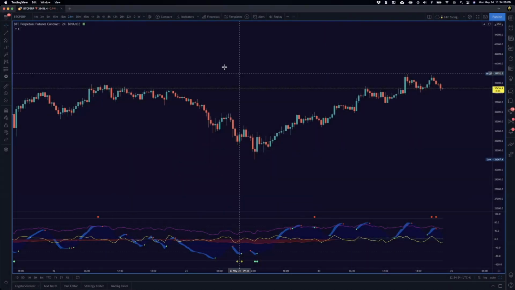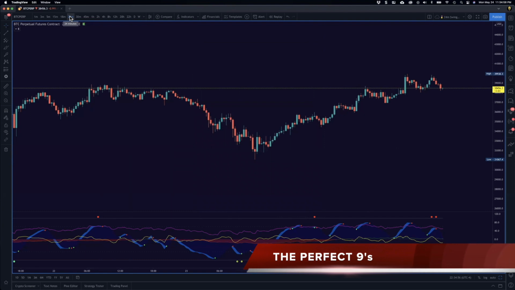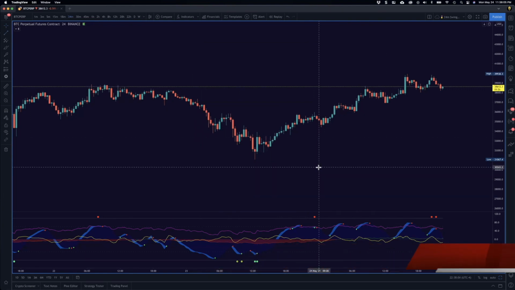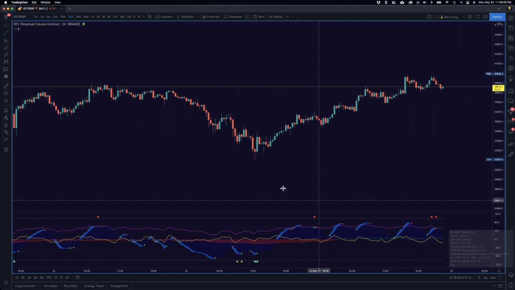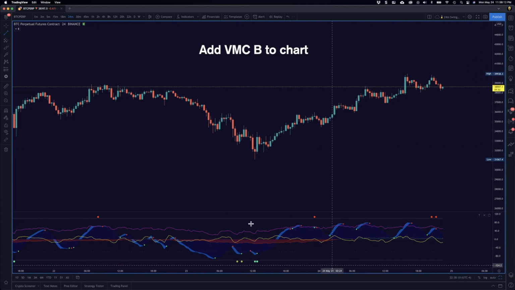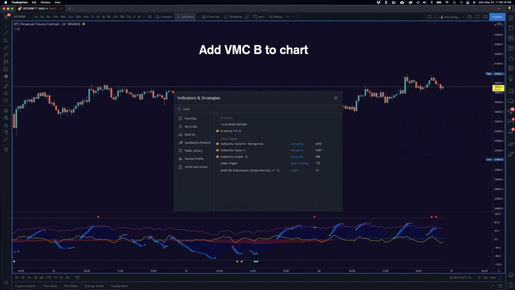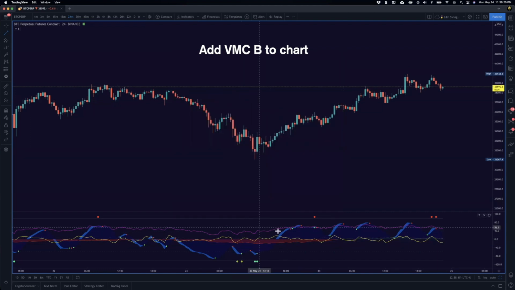The perfect 9's strategy works on the 24-minute time frame. We are now in, and we are going to start building up everything that we need. So the very first thing, you're going to add your Market Cipher B. You're going to go to indicators, VMC, right? VMC B with divergences. You click that, add it over here.